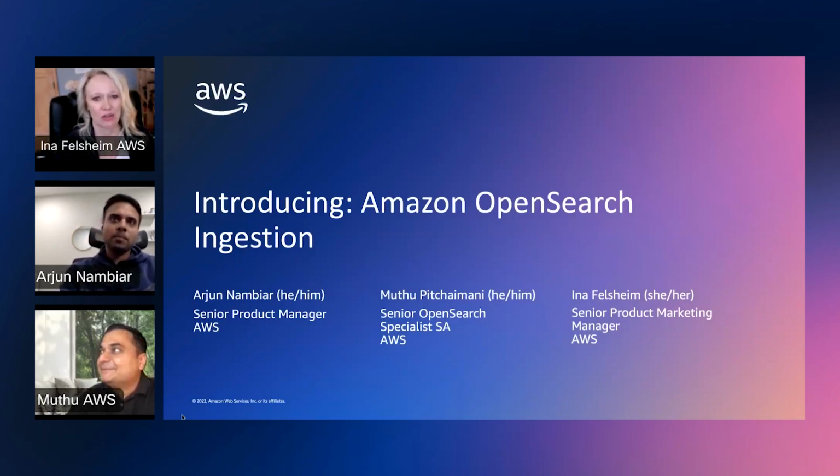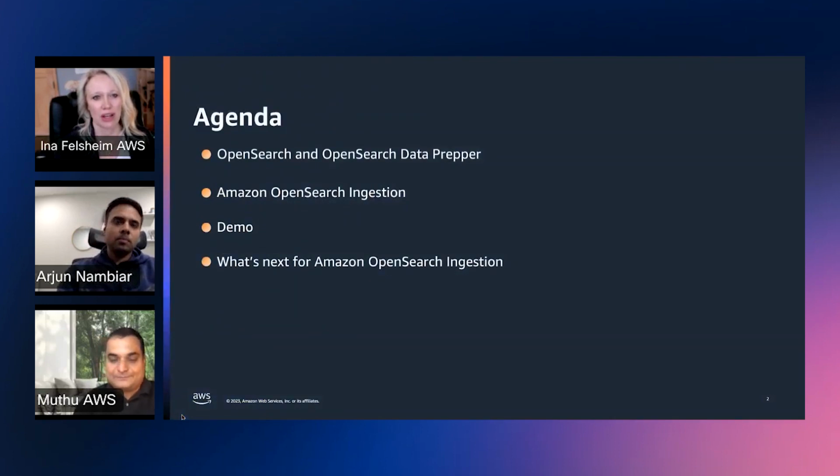Let's go to the agenda of what we're going to show you today. We're going to talk a little bit about what is OpenSearch, how that relates to OpenSearch Data Prepper, as well as then dive into the features and the benefits of OpenSearch Ingestion, which, as I mentioned, just launched last week. We're super excited about it. Muthu is going to do a live demo for you. That'll be maybe 10 minutes long, and he'll show you some of the cool new features there, including blueprints. And then we'll talk a little bit about what's coming next.